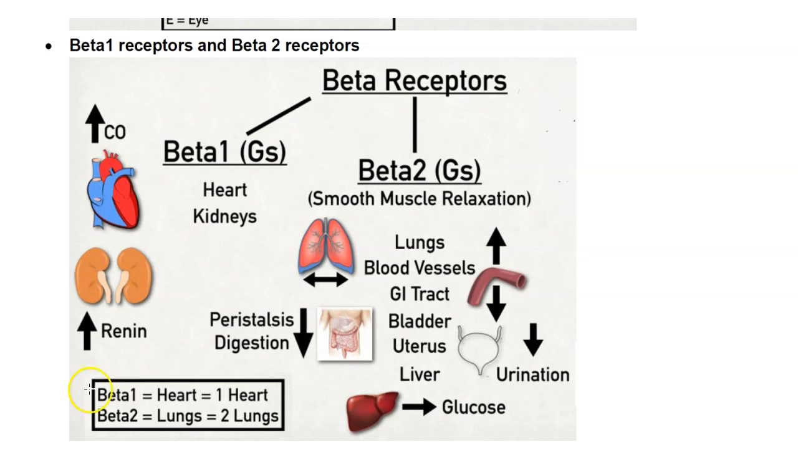So again, beta 1 heart, you have one heart. Beta 2, you have two lungs. And we are going to go over its effect again once we start talking about beta blockers.